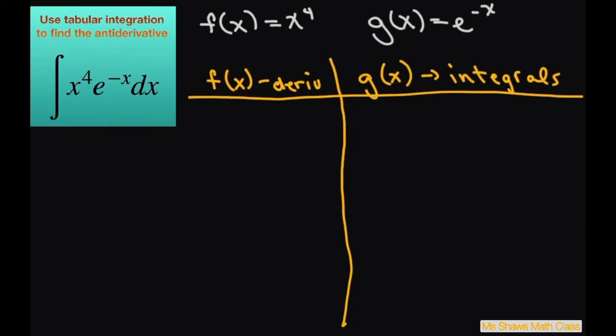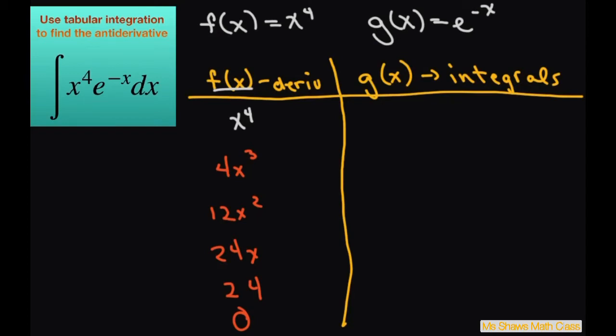All right, so for f of x, we start with x to the fourth. Then take the derivative of x to the fourth. You get 4x cubed. Then you're going to get 12x squared. Then 24x. And then 24. And you go all the way down to 0.